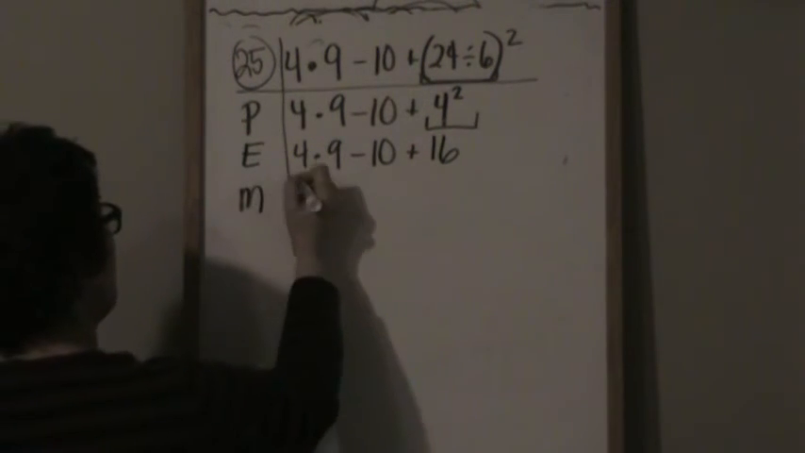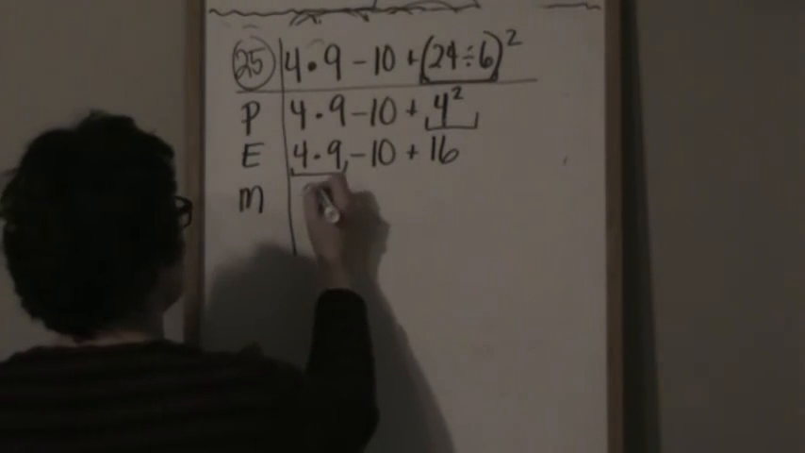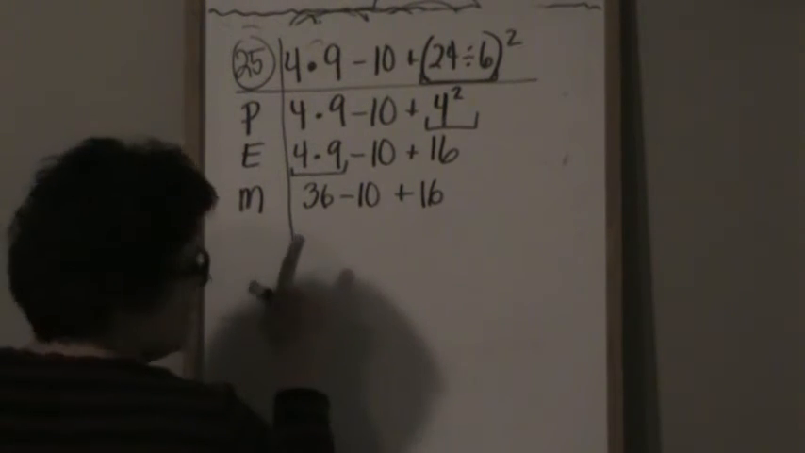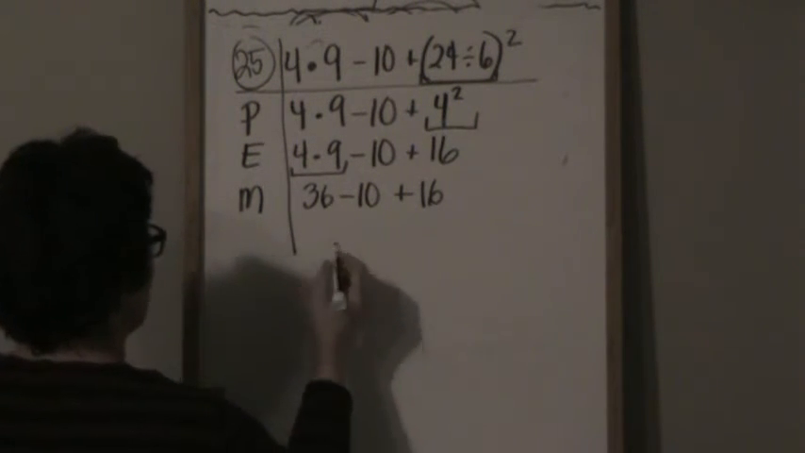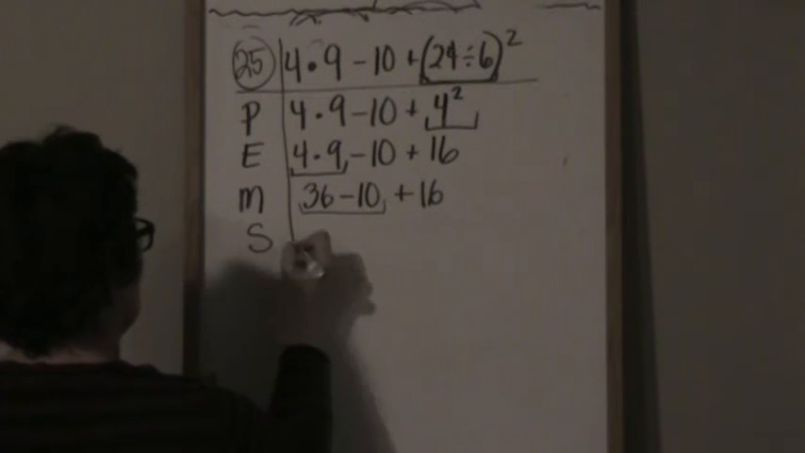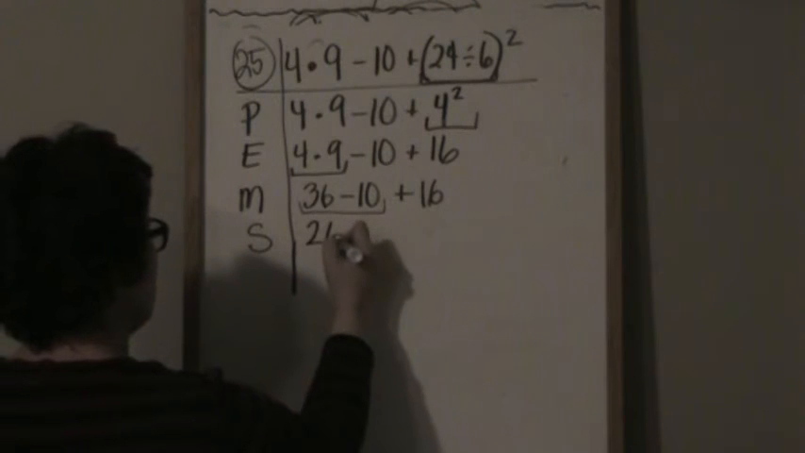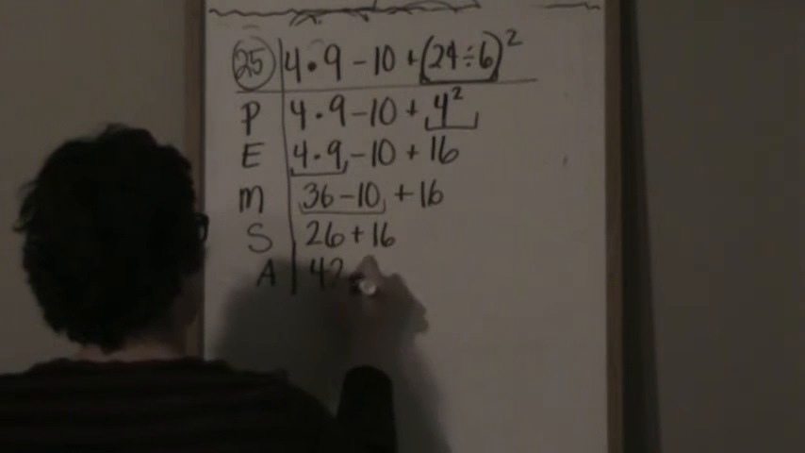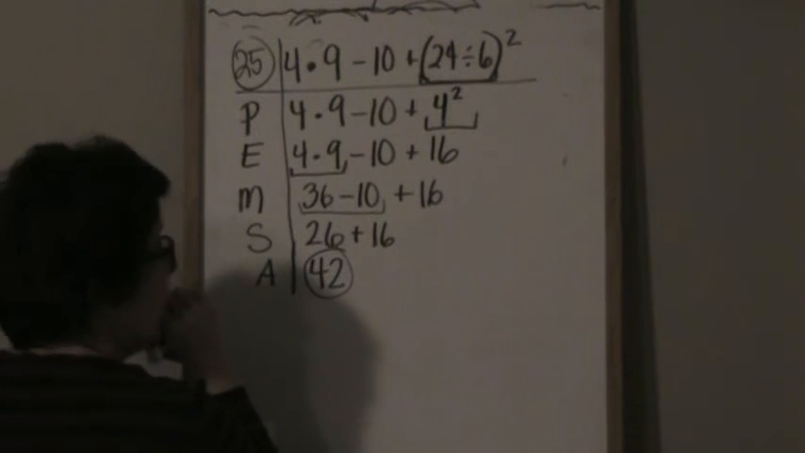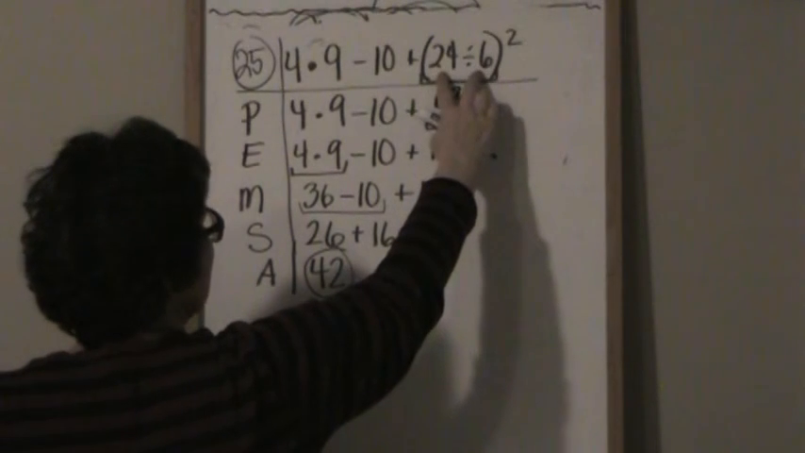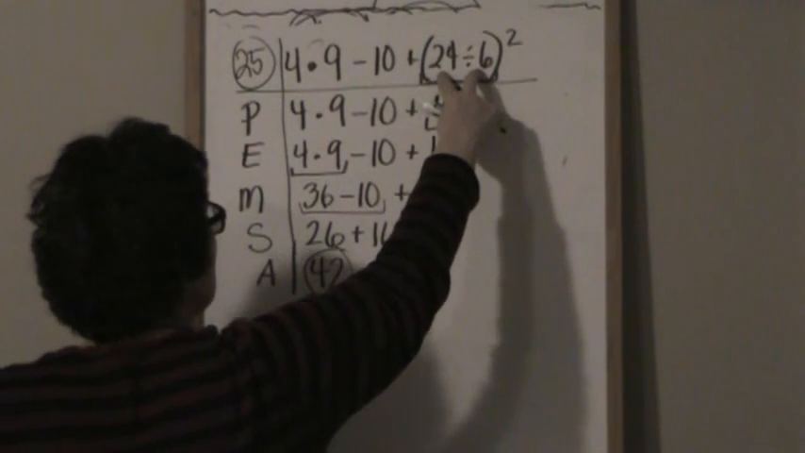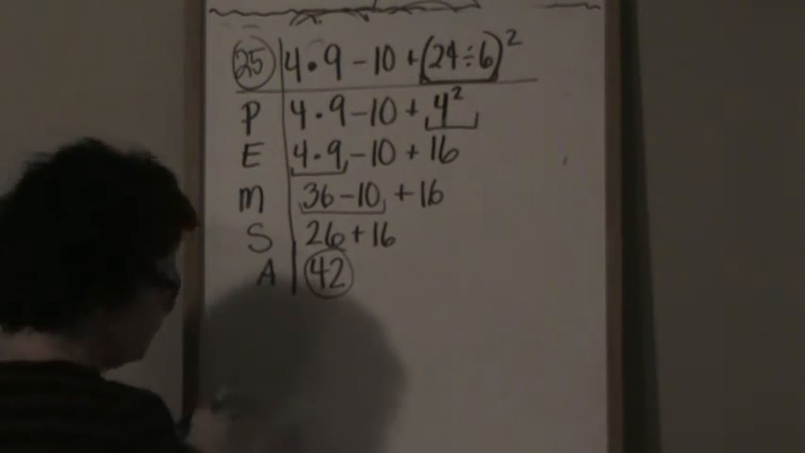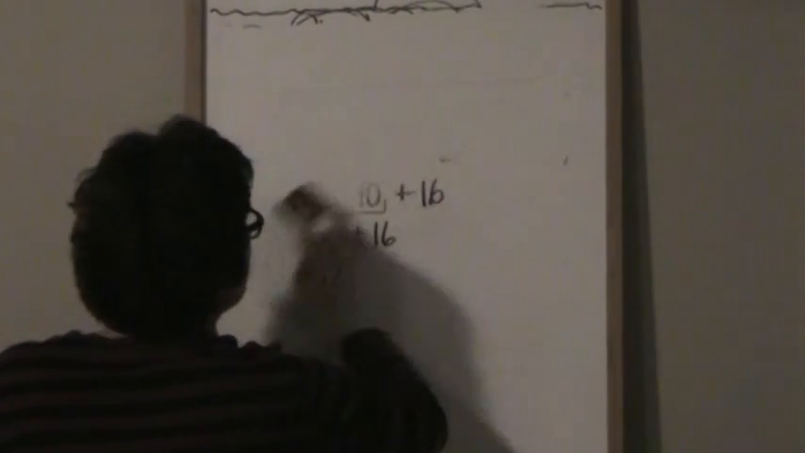Now I'm going to multiply, take care of these two. 4 times 9 is 36 minus 10 plus 16. I'm going to add and subtract left to right. So I'm going to do my subtraction first. 36 minus 10 is 26. And now I'm going to add to get my final answer of 42. Okay? The tricky one about this one was to do the division inside the parentheses first, get your answer there, and then bring the 2 down with it. Okay?